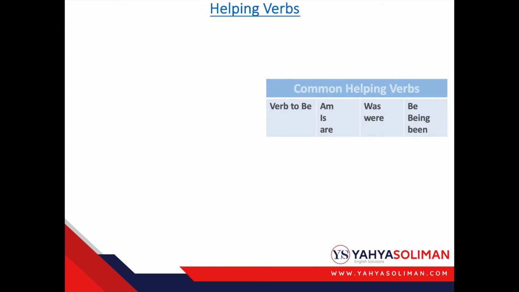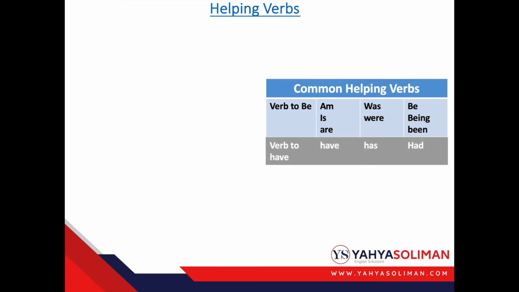Helping verbs. Here is a list of the common helping verbs. The first one is the family of verb to be: am, is, are, was, were, be, been, being. The family of verb to have: have, has, had. The family of verb to do: do, does, did.